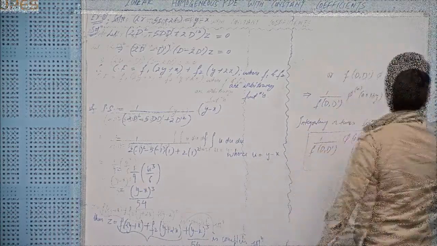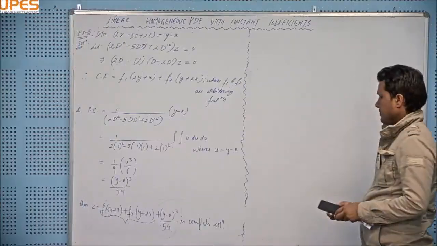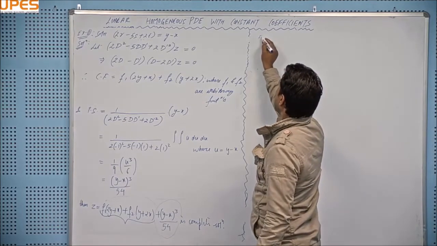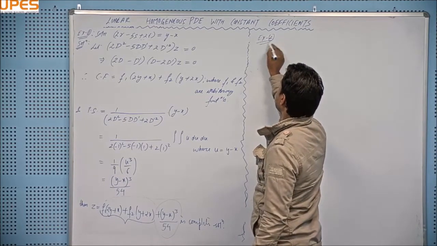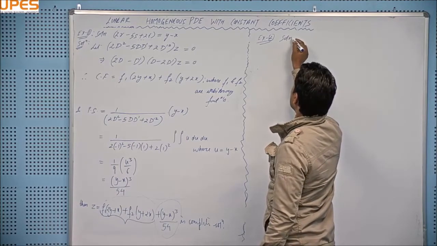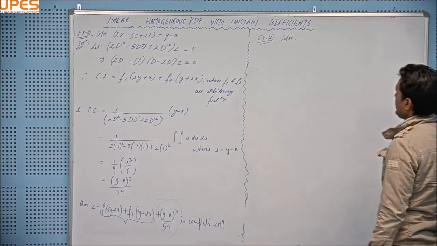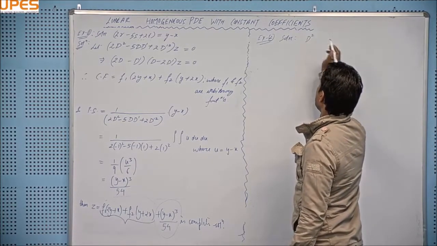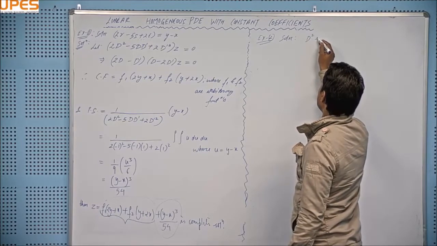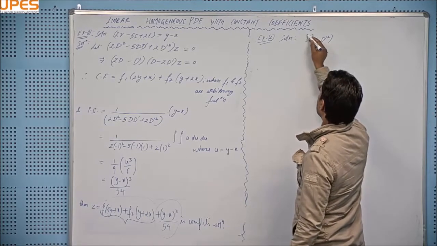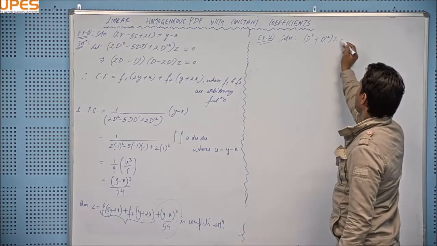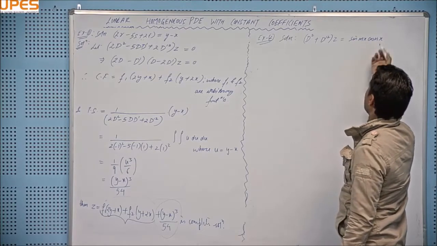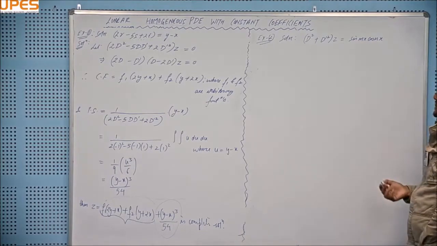Taking another example, example number 2. Suppose I take, solve, this time, (D square plus D dash square) z is equal to sin mx cos nx. These m and n are constants, right?